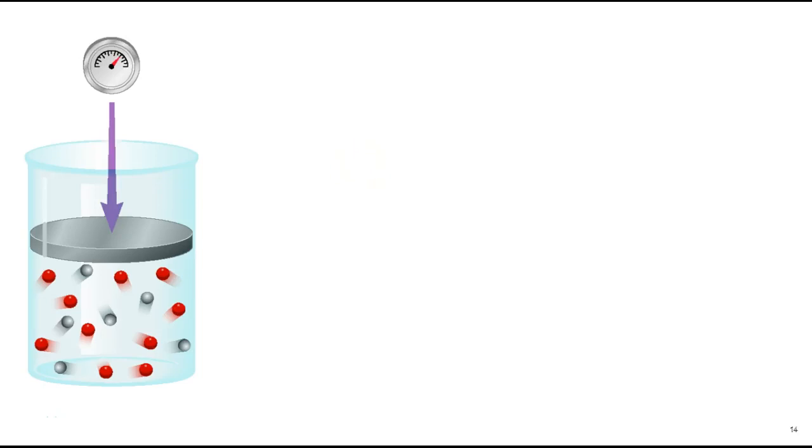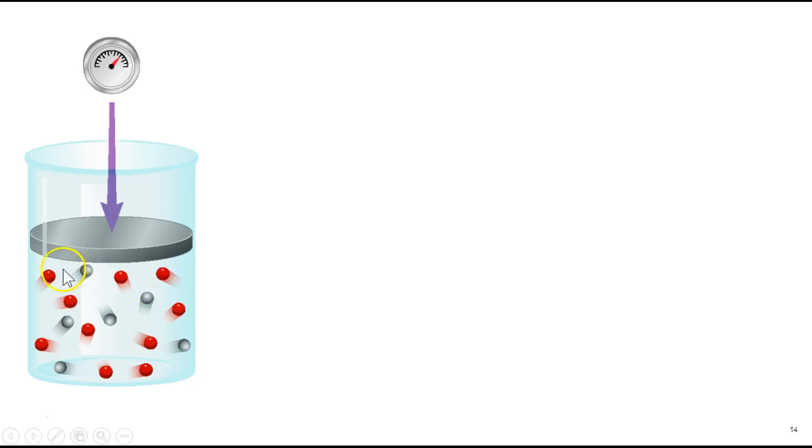Let's have a look at partial pressure. Imagine this container. We've got a cylinder that has both red particles in it and gray particles. I'm guessing they're trying to model atoms. But if you count them up, there's 10 reds and 6 grays.